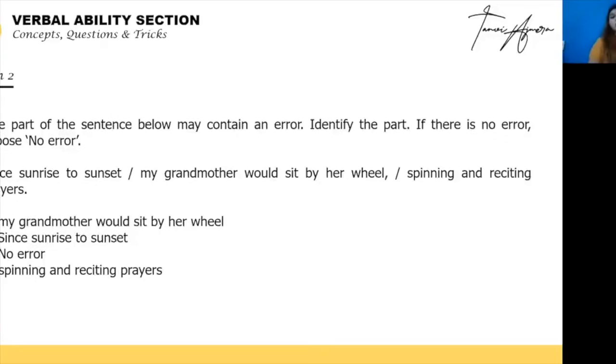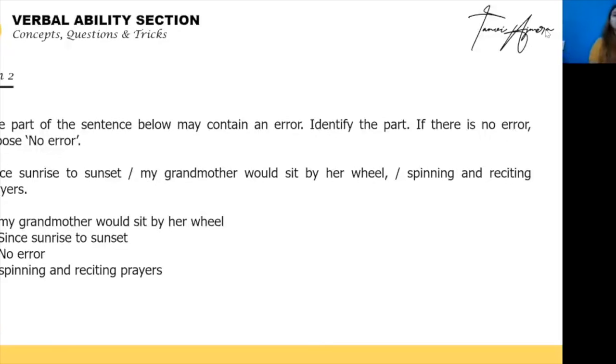Okay. Something that I want you to notice is in the answer options, it is not in the respective manner in which the sentence has been broken. So my grandmother is part A, no error is part C, which means we have to be very careful about what that answer option that we are selecting is. Okay. Now, this is one question which I think can help you solve a lot of other questions if you get the answer right. Okay.